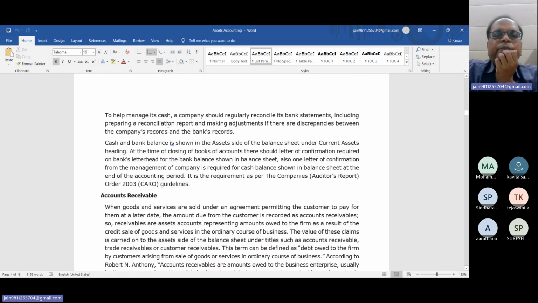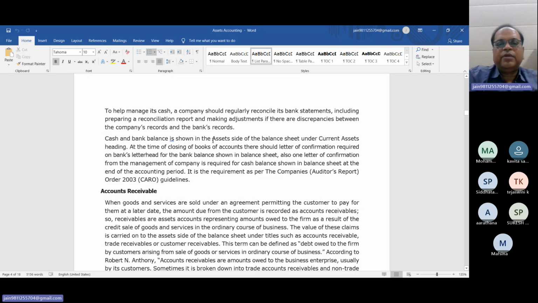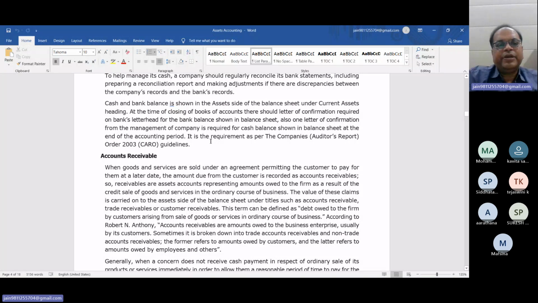To help manage its cash, the company should regularly reconcile its cash balance, cash statement, or bank reconciliation statement, which we have already done, including preparing the reconciliation report and making adjustments. For what type of adjustment? If there is any discrepancy between the company record and the bank record. We have already done the bank reconciliation statement. Cash and bank balance is shown on the asset side of the balance sheet under the current asset heading.